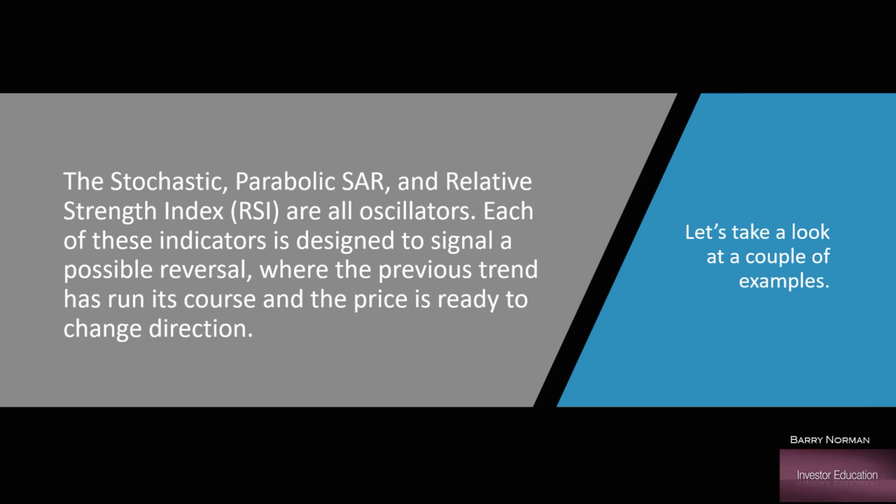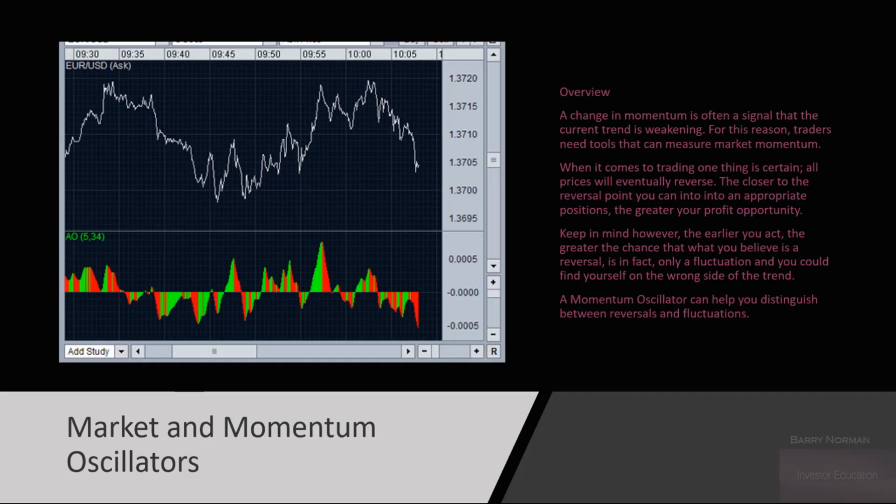So some of the most popular ones I keep mentioning are stochastics and RSI. Each of these indicators is designed to signal a possible reversal where the previous trend has run its course and the price is ready to change direction. A change in momentum is often a signal that the current trend is weakening.